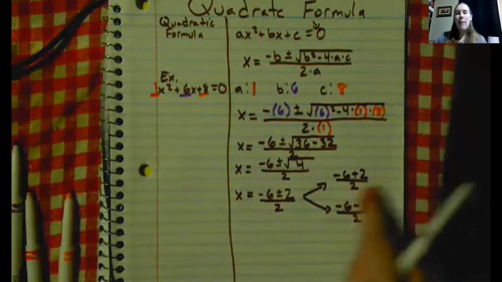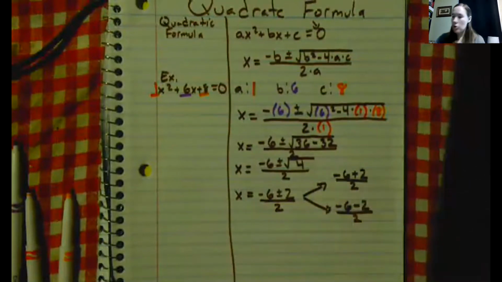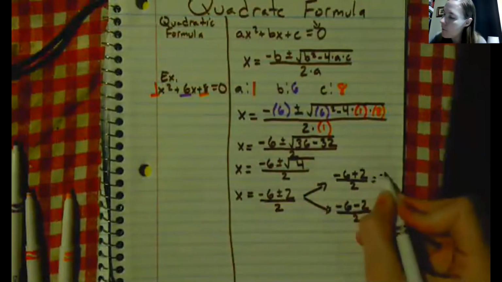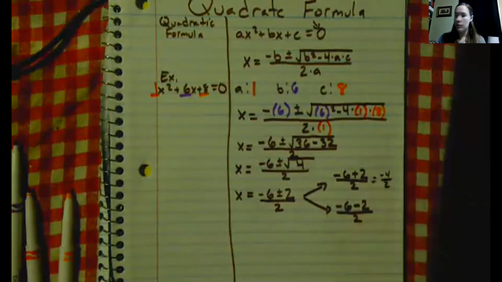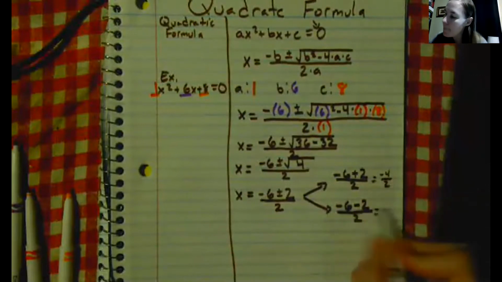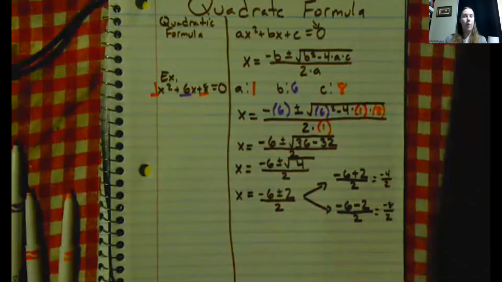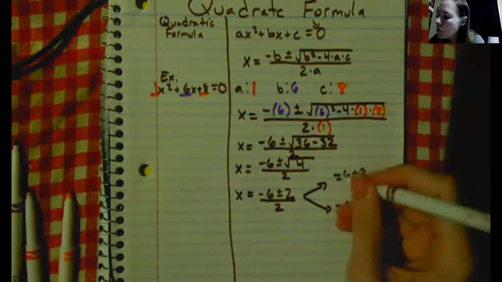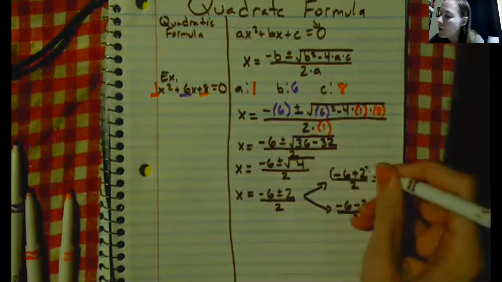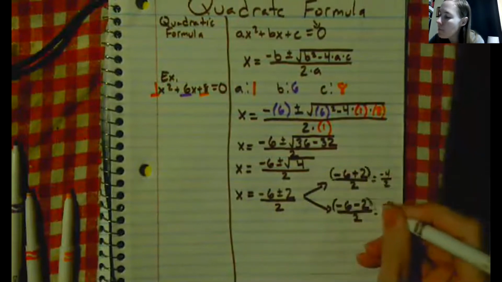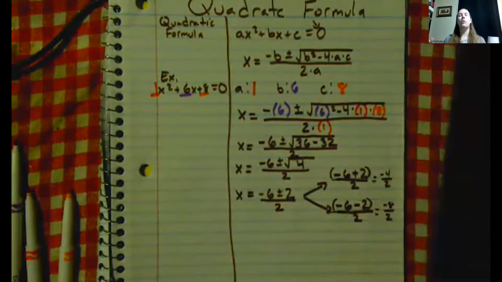I can simplify right here. I know -6 plus 2 would give me -4 divided by 2, which is -2. -6 minus 2 is -8 over 2, which would give me -4. If you're like, Miss, can I just put this all in my calculator? You can, but you have to be super, super careful to make sure the numerator is all in parentheses, or else your calculator will do some weird stuff.